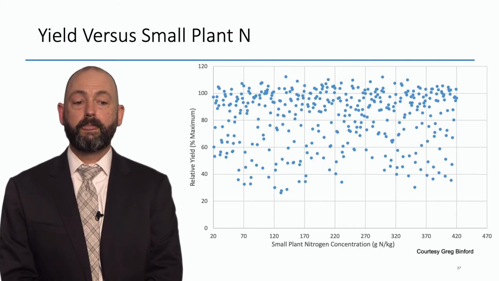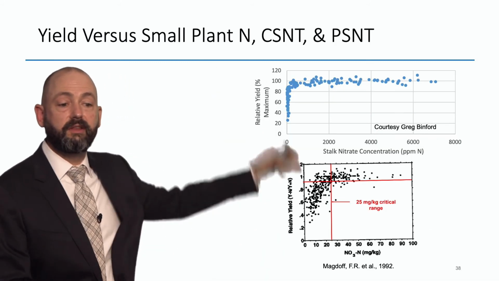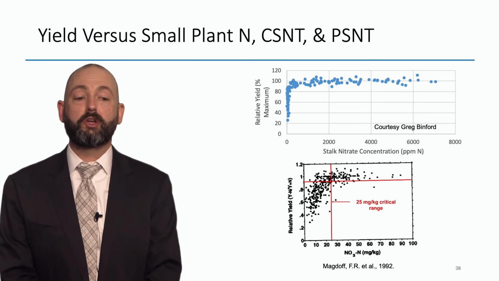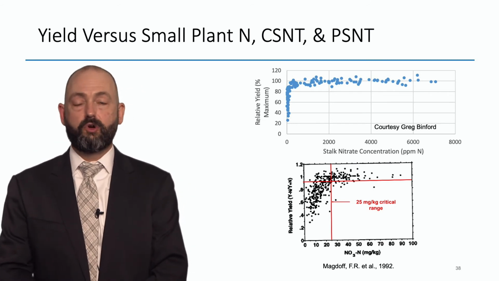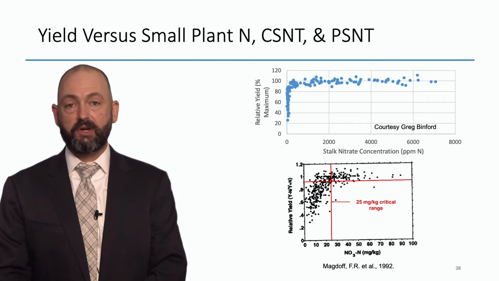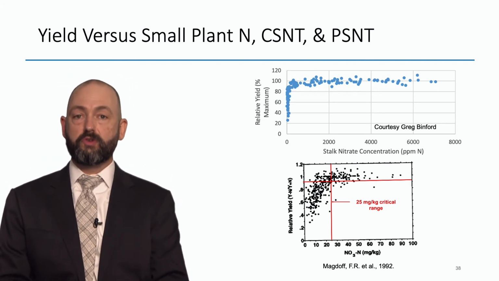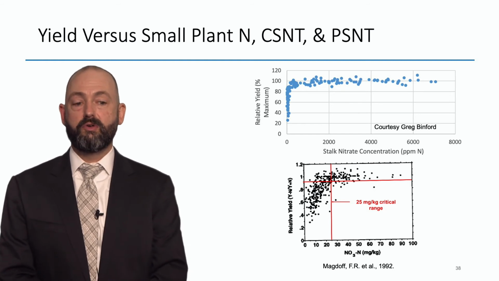So tissue sampling for nitrogen early in the season is a non-starter. It doesn't work. Now here's corn stalk nitrate test on the top. Here's the PSNT on the bottom, a lot of data, but that's just to show what a good relationship looks like. Great test, work well. Labor intensive, I think underutilized. I really recommend them in manured systems if you're trying to dial in your program.